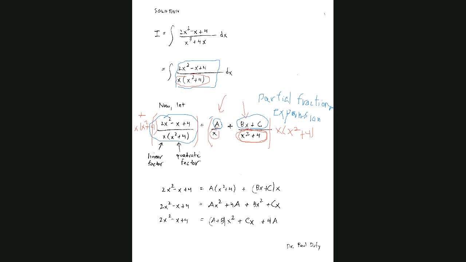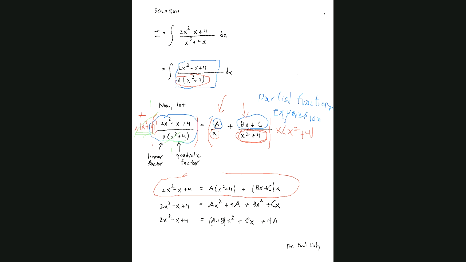And when I do that, the equation with rational functions now becomes an equation without rational functions, because simplification occurs with the denominators. On the left-hand side, the x times x squared plus 4 simplifies with the x times x squared plus 4 in the denominator, leaving you with 2x squared minus x plus 4.